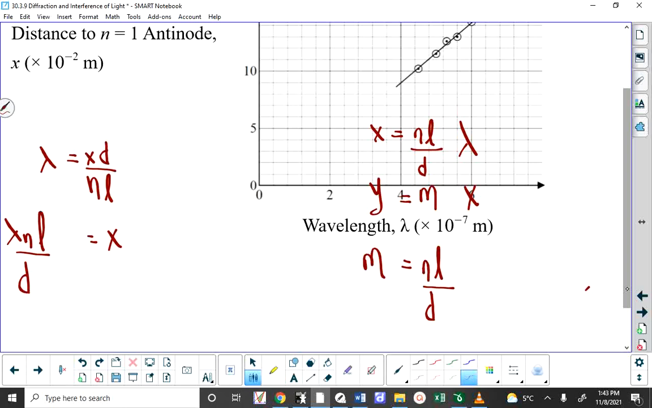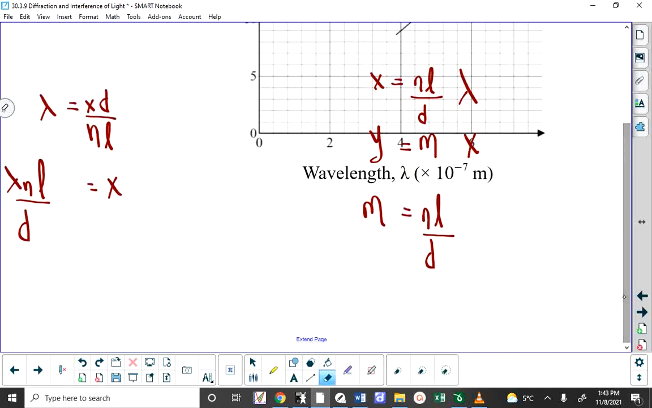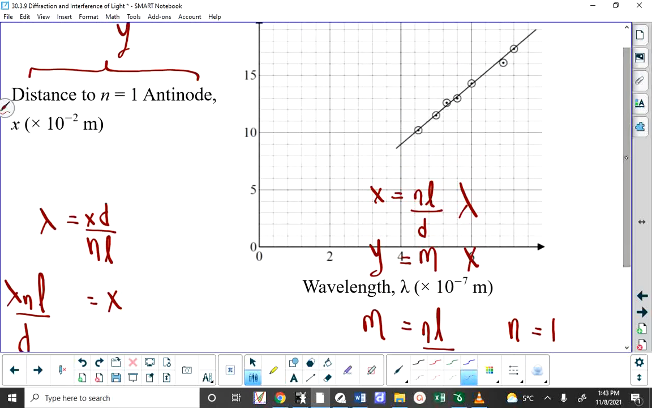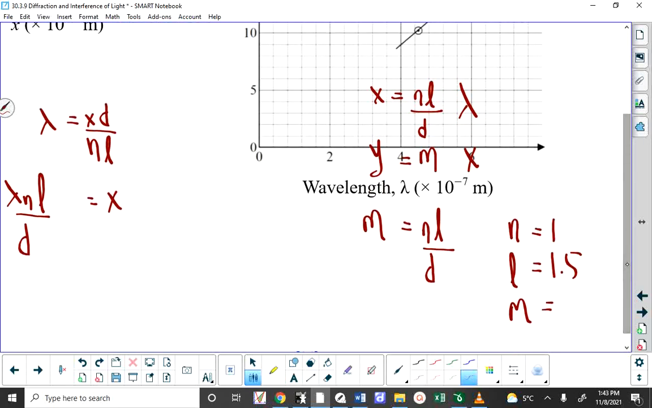Somewhere on the diploma exam, you're going to have a graphical analysis question. You will. So at most opportunities, we do some in class. Do we know N? Well, N is 1. Do we know L? I can't believe I forgot it. Was it 1.5? 1.5. Do we know the slope? Well, no, but we can find it. So once you know the slope, you can put all three of these into this equation and solve for D, which is what the question is asking us to find.